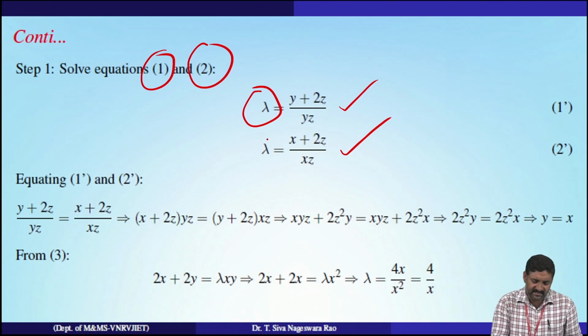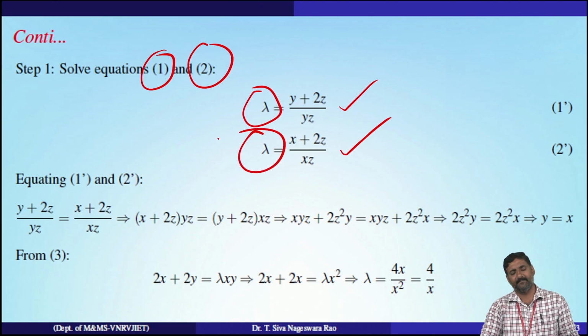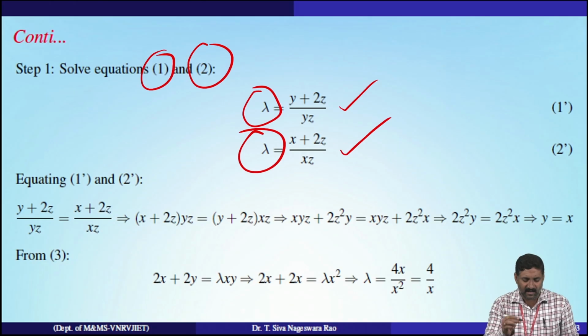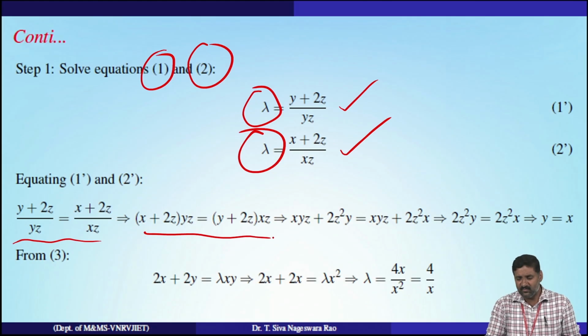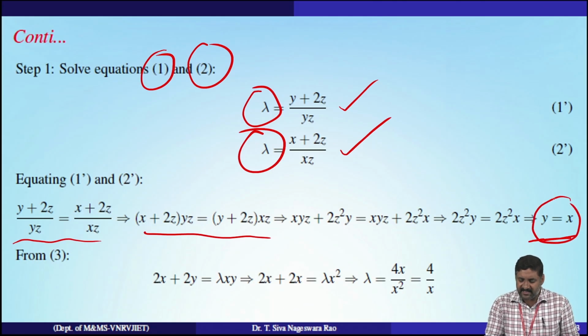Clearly, LHS is the same. So we will equate RHS. By equating RHS and simplifying this expression, you will have y is equal to x. By using this y is equal to x, previously we have three equations.